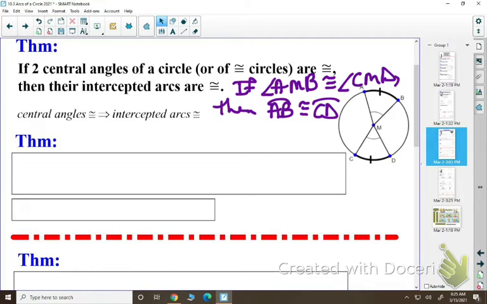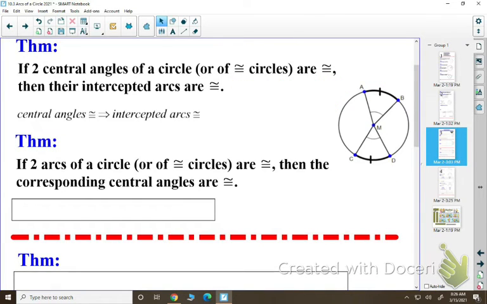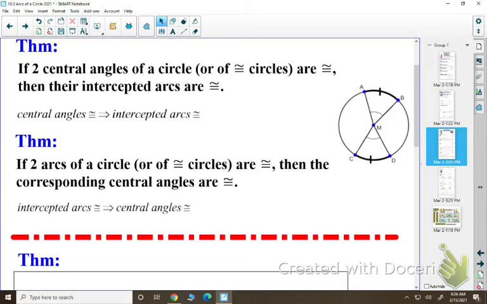Now it works again both directions. So the converse of this theorem is also true. If two arcs of a circle or of congruent circles are congruent, then their corresponding central angles are congruent as well. So again, it just goes in the other direction.